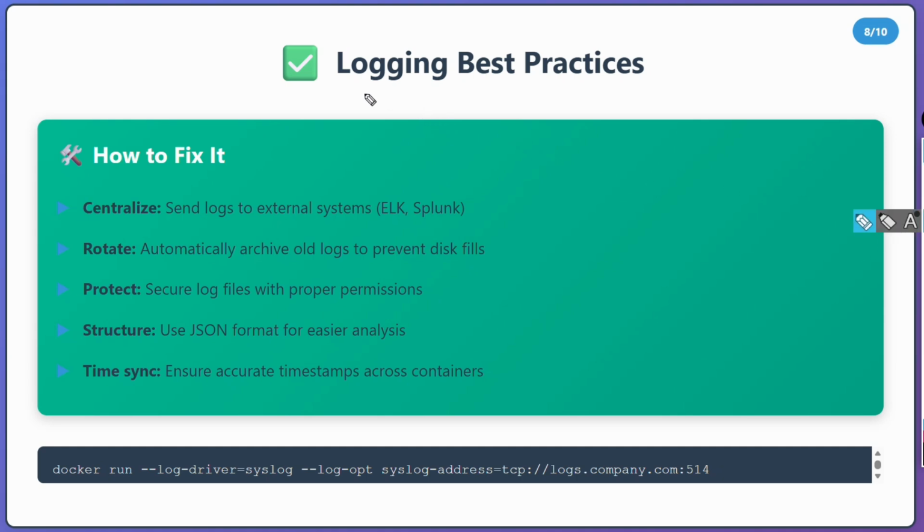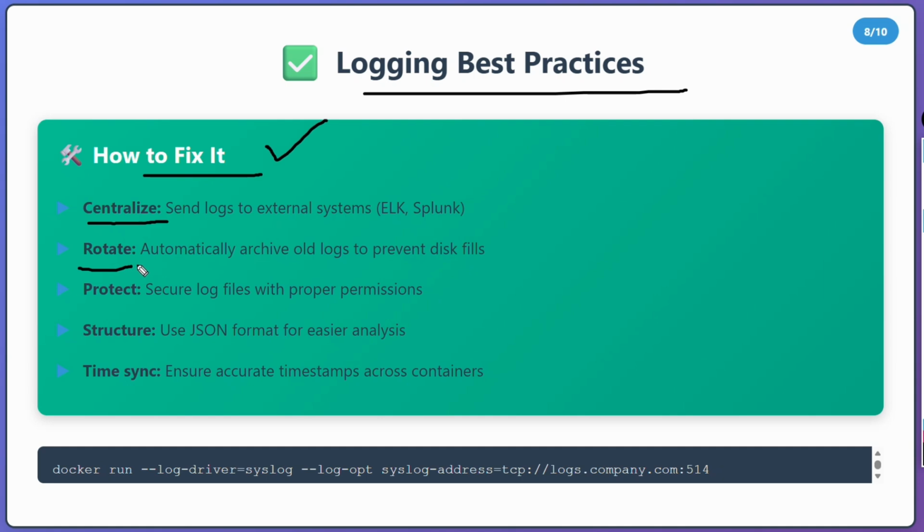Here we'll be discussing some logging best practices, like how to fix red flags. The first thing was centralize. That means we need to send the logs to an external system like an ELK stack or Splunk. Docker containers are ephemeral in nature, so if restarted or rebuilt, they won't store the logs and they will be deleted. By maintaining a log ingestion system, you get centralized management.